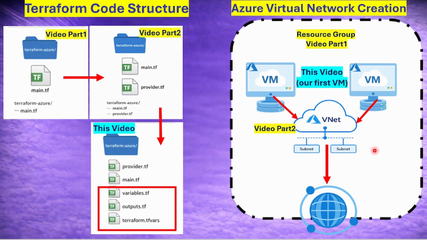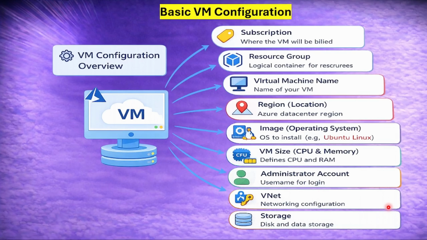Now let's deploy our first virtual machine. What is a virtual machine? A virtual machine, or VM, is a server that runs in the cloud instead of on physical hardware. Azure provides virtual CPU, memory, storage, and networking resources, and together they behave like a real server. You can install an operating system, deploy applications, host websites, and run databases, just like on a physical machine, but without worrying about buying or maintaining hardware.